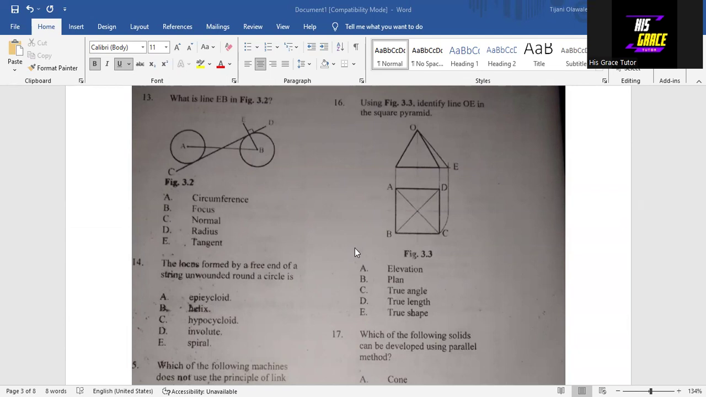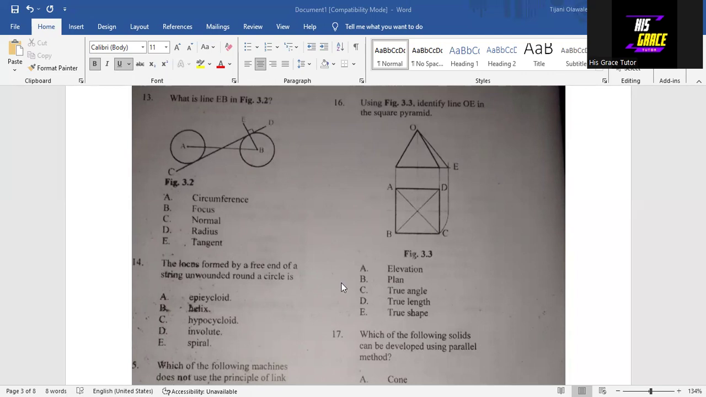So that's a normal to a tangent. And this kind of tangent, line CD, is an internal tangent to two equal circles. So line EB is a normal to the tangent as we have there in that question. So the answer to this question is a normal. That is option C.